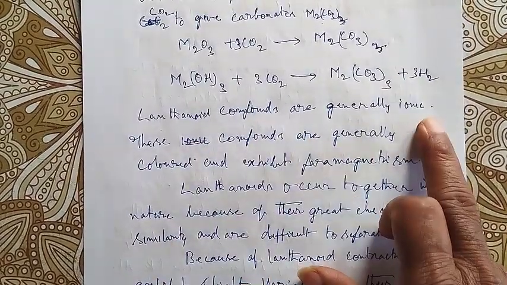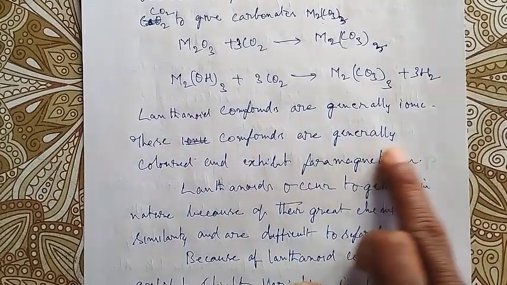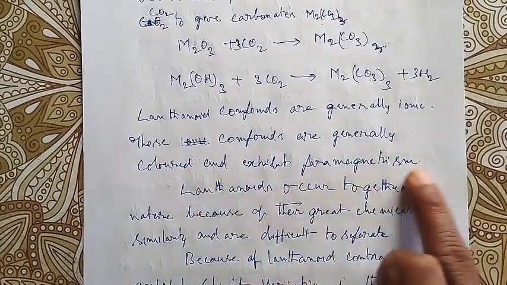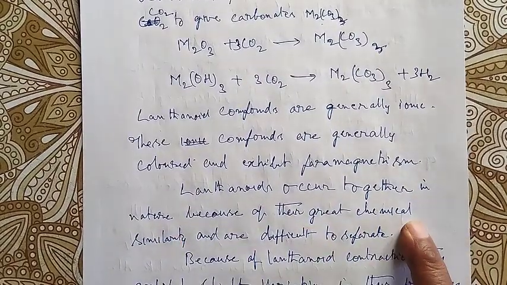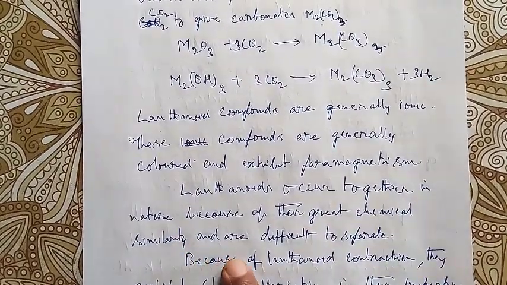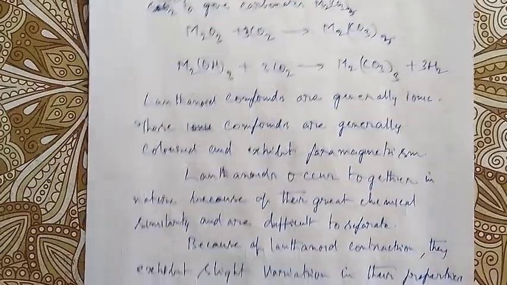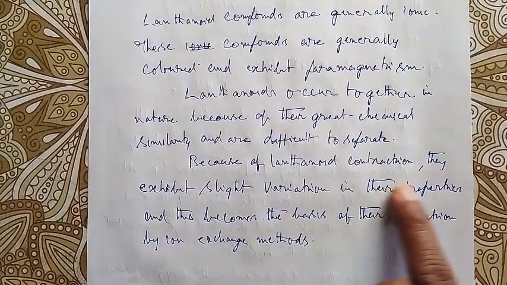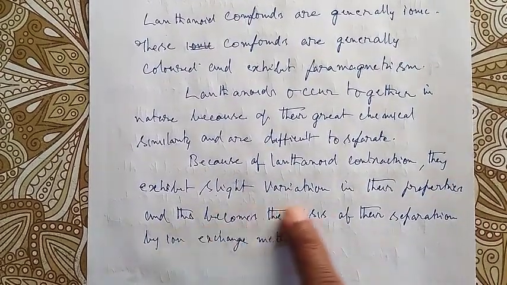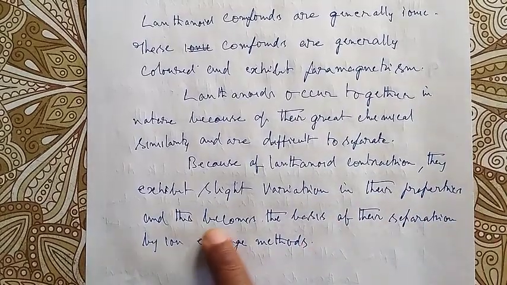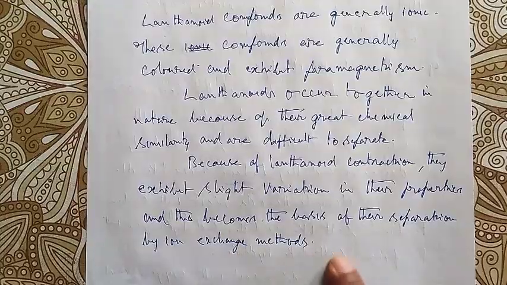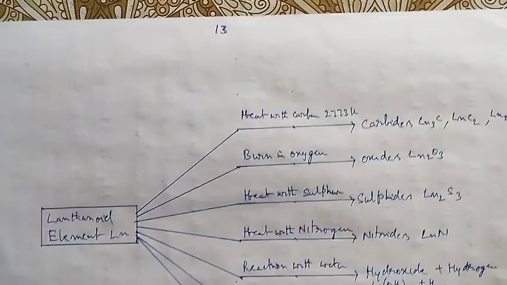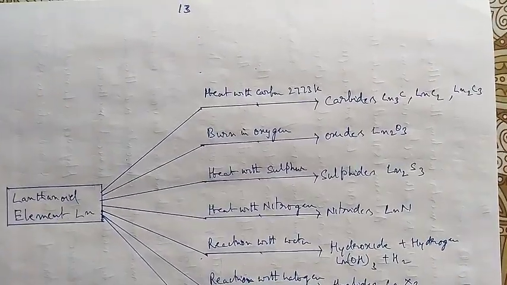Lanthanide compounds are generally ionic. These compounds are generally colored and exhibit paramagnetism. Lanthanides occur together in nature because of their great chemical similarity and are difficult to separate. Because of the lanthanide contraction, they exhibit slight variation in their properties, and this becomes the basis of their separation by ion exchange methods. Now let us see some reactions here.